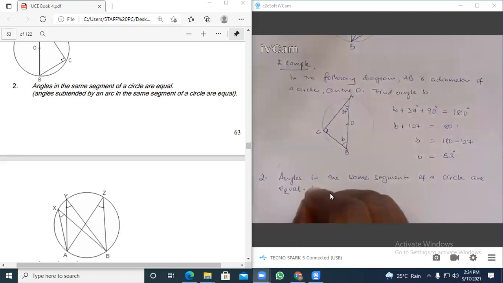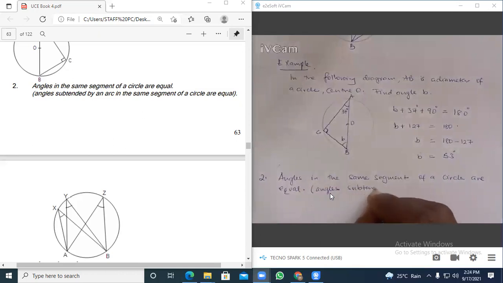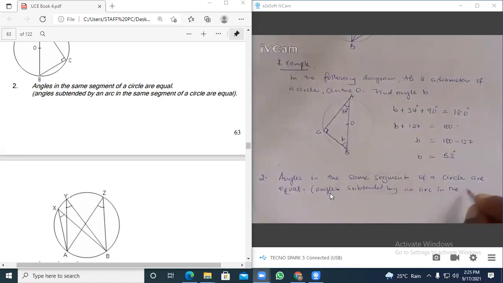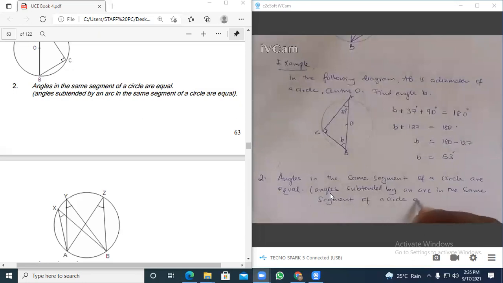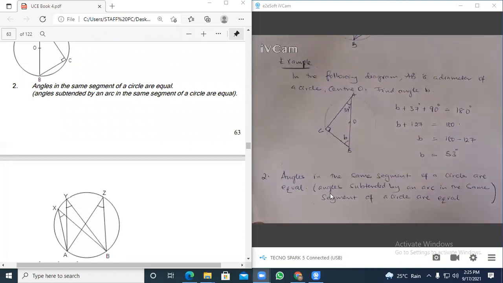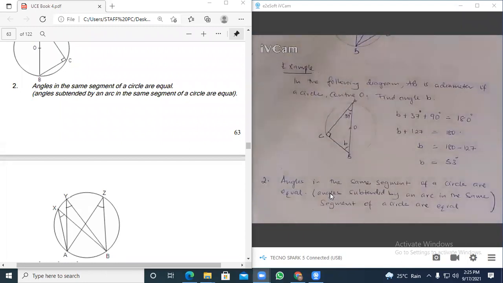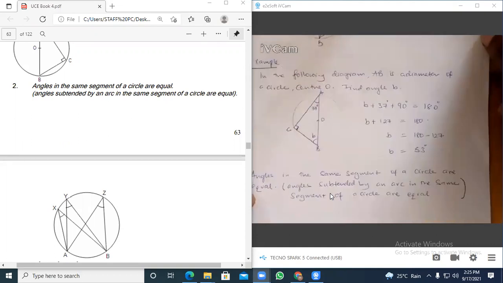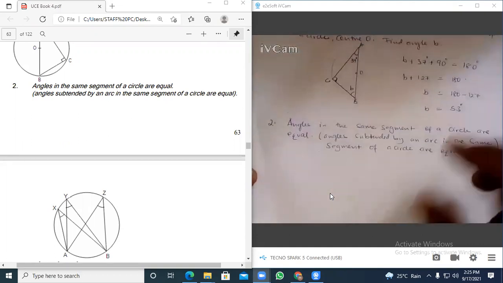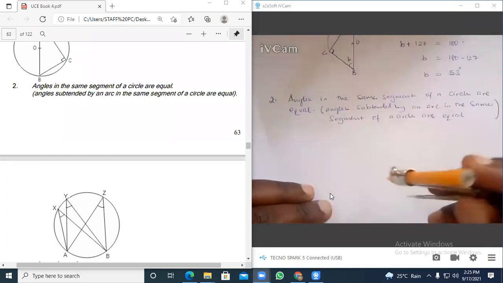Angles subtended. It is also important. Subtended by an arc in the same segment of a circle are equal. So let us look at this property one by drawing our diagram here. So let us draw this and see.